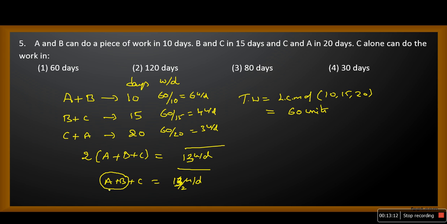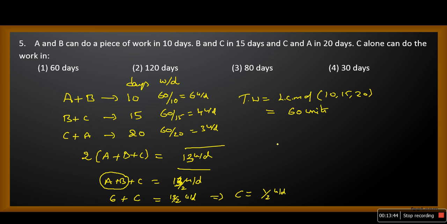Now A and B together are doing how many units per day? 6 units per day. This is efficiency, not the people. A and B together are doing 6 units per day. With the help of C, they are doing 13 by 2, which is 6.5 units per day. This implies C is doing how many units per day? Half a unit per day. If C works alone, it will do half a unit per day.